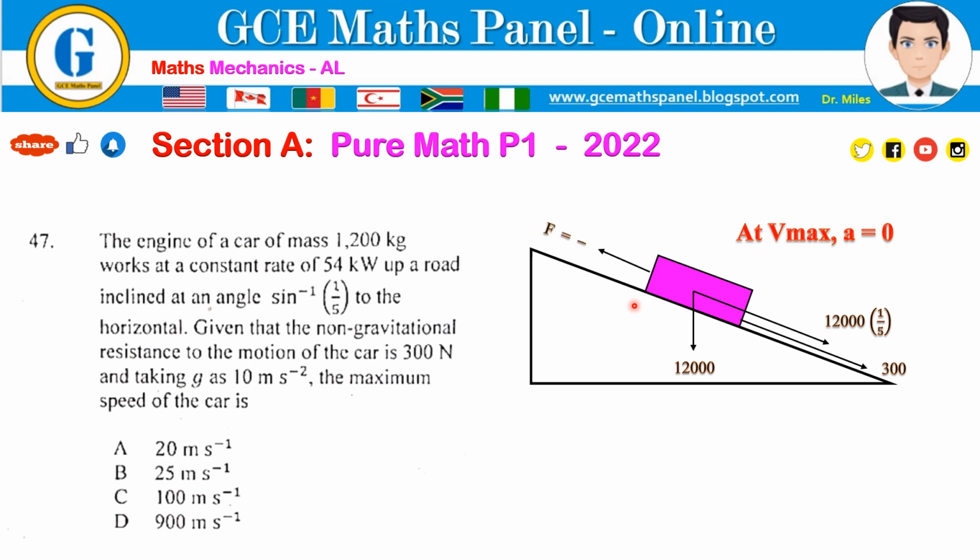Then the next thing that we need now is the pulling force. Now the pulling force is given by power divided by velocity, and they have given us power as 54 kilowatts. So from there, how do we have force from power? Force is equal to power divided by velocity. So now working parallel to the plane, we have 300 plus 2,400 equal to 54,000 divided by V. And from here, our V will be equal to 54,000 divided by 2,700, which is equal to 20 meters per second. That's the maximum speed of the car, because acceleration is equal to 0.